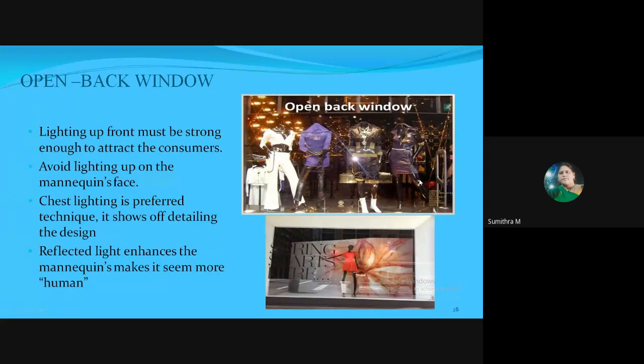Lighting must be strong enough to attract the customers. While we are using the lighting, we should not light the mannequin space. It must be lit at the background of the mannequin so that the light will enhance the product, not the mannequin. And chest lighting is preferred. It also details the design.